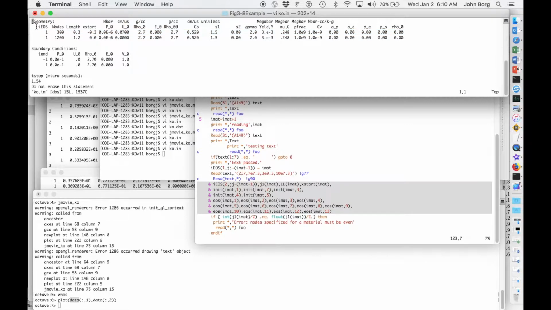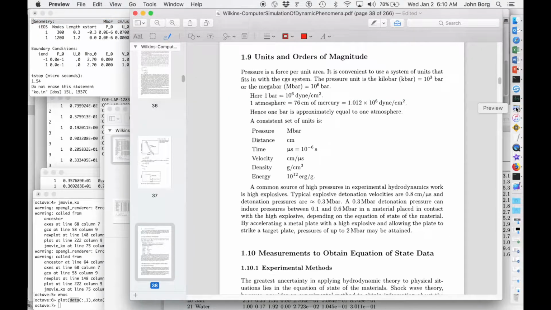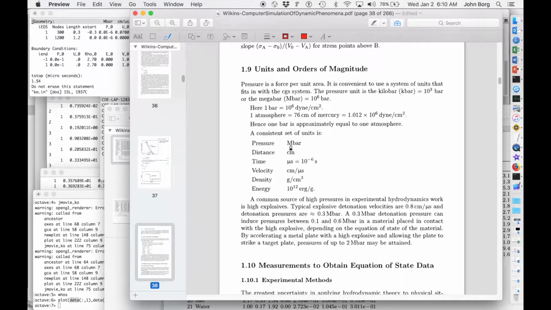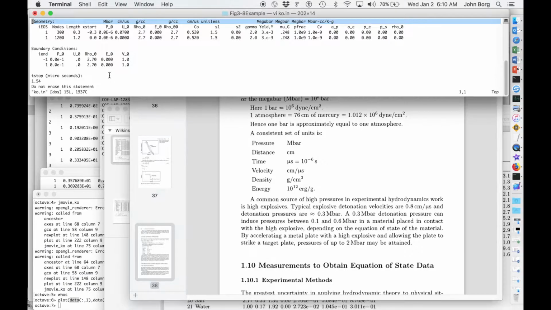So the next thing to maybe have a look at is this line here. And this line is just a reminder for the user as to what the units are for the numbers below. And the units are listed here in Wilkins' book. This is what, page 20 of Wilkins' book. So we're in megabars, centimeters, microseconds. Not my favorite unit system, but such as it is. So you'll see here megabar, centimeters per microsecond, grams per cc, etc.